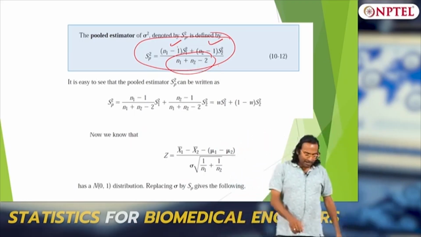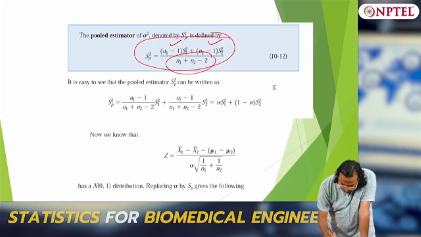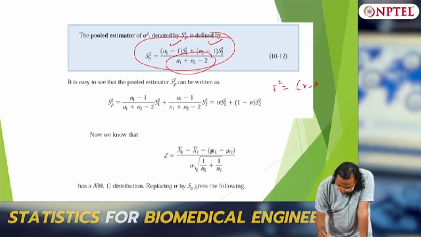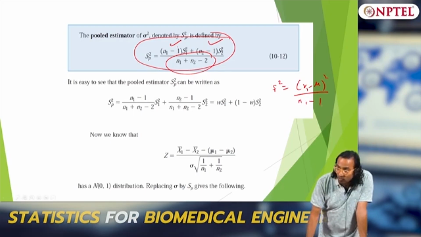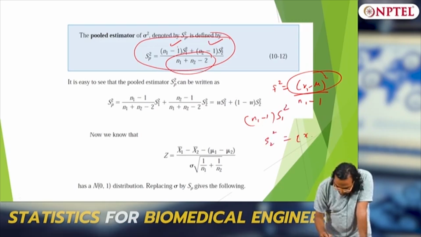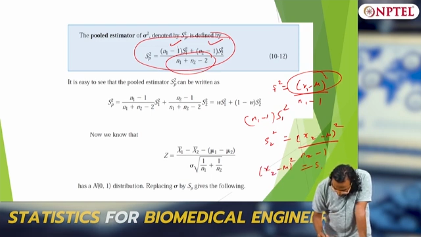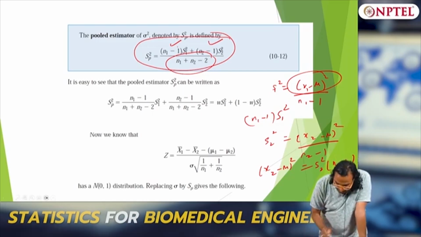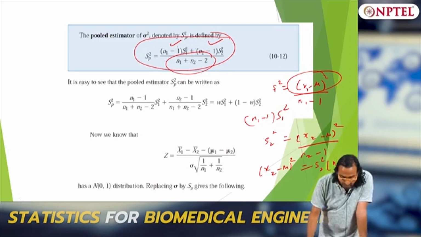So typically you have S1 squared equals the sum of x1 minus mu the whole squared, divided by N1 minus 1. The total variability is N1 minus 1 into S1 squared. And similarly the total variability in the second population is the sum of x2 minus mu the whole squared divided by N2 minus 1. So the sum of x2 minus mu the whole squared is S2 squared into N2 minus 1. And now the total degrees of freedom is N1 plus N2 minus 1.